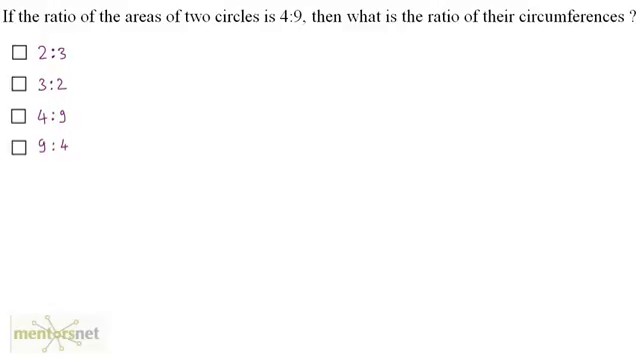If the ratio of the areas of two circles is 4:9, then what is the ratio of their circumferences? Well, the ratio of the circumferences will be C1 by C2, and that will be equal to 2 pi R1 upon 2 pi R2, right? So these 2 pi's get cancelled out. We have the ratio of the circumferences as R1 by R2. Okay, now let us find out what is R1 by R2.